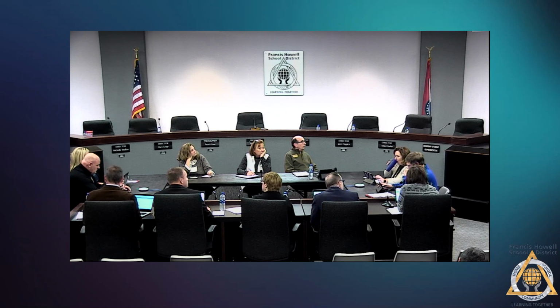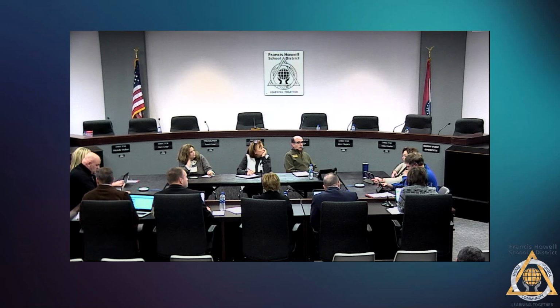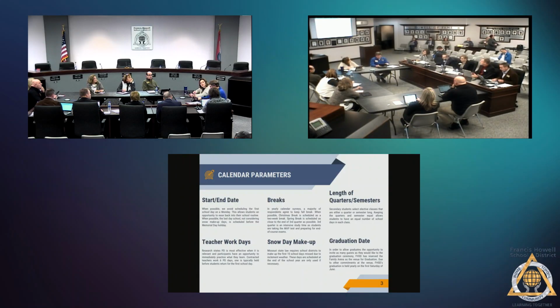For the last 2 years, an information sheet has been provided with the calendar survey to help the community understand all the parameters that are considered that really restrict us in creating our calendar. That full information sheet is available on Board Docs, and a sample of that information is here on the slide. We look at things like the start and end date of the school year, the length of the breaks, the lengths of the quarters and semesters, the start date for students, snow makeup days, graduation dates, just lots of different parameters that hold us to the system that we have.